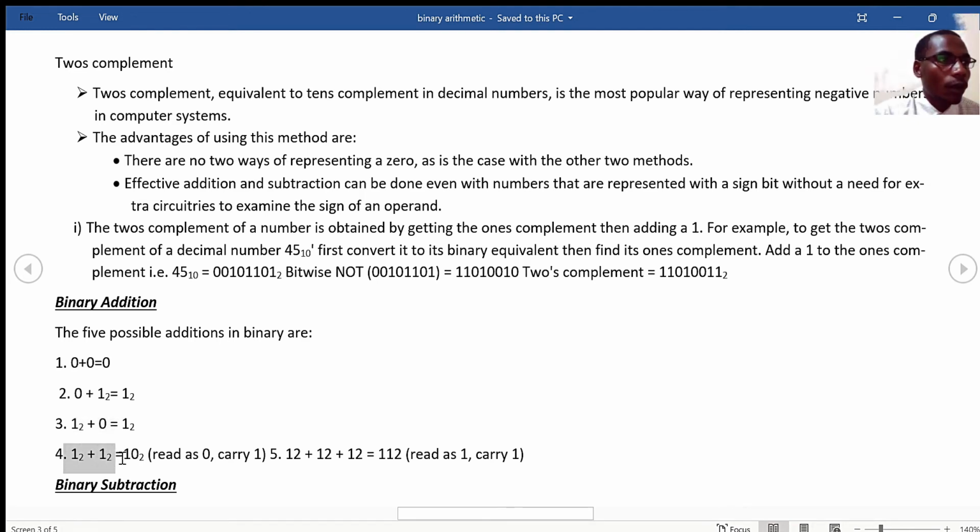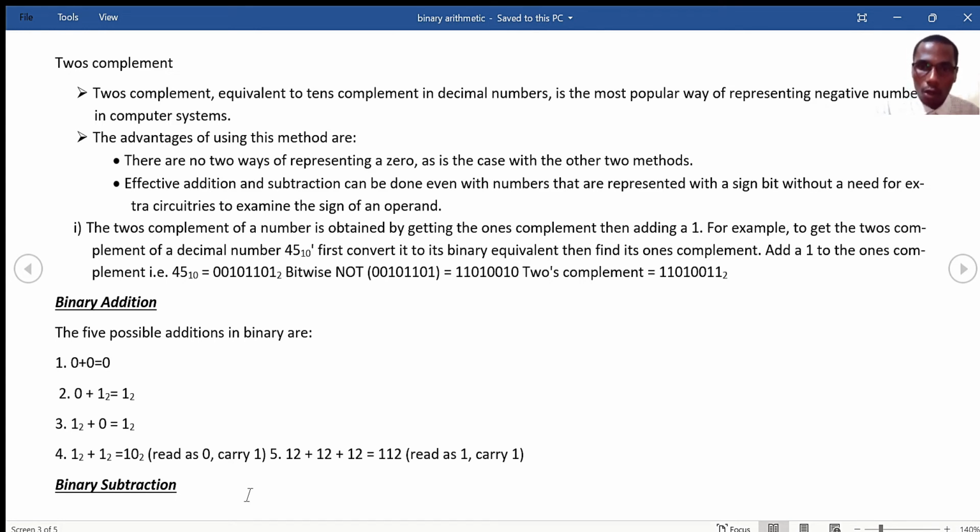Possibility number 4. If you add 1, which is binary, and another 1, which is binary, it should give you 10. Note that 1 binary plus another 1, which is binary, gives you 10, which is read as 0 carry 1.